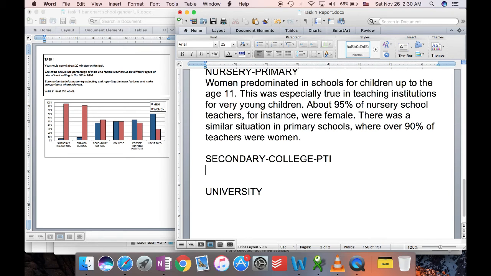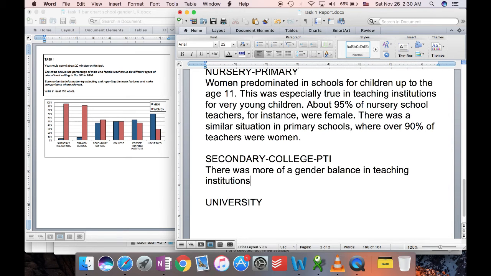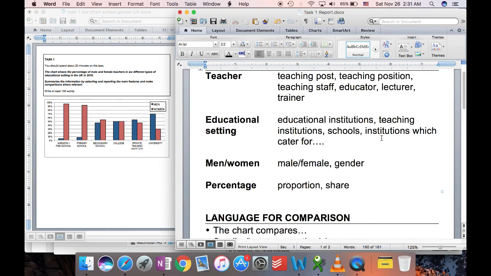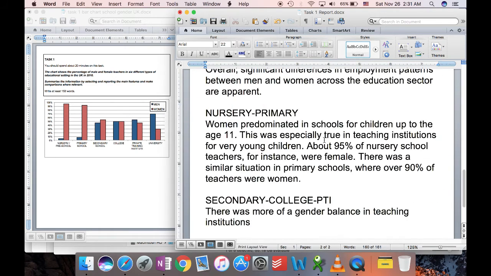So here it's more even. So the topic sentence, what's the key thing I'm going to say? I could say something like there was more of a gender balance. That's quite a good bit of language there. So secondary school, college, this used one of those phrases I used further up, teaching institutions. In teaching institutions, let's go back up to the language. What did I say? Institutions which cater for, okay, let's use that.